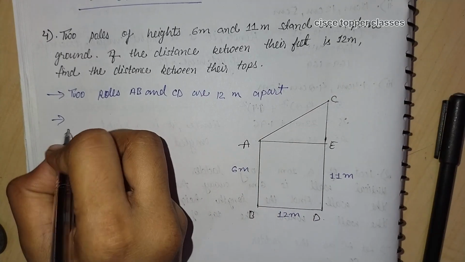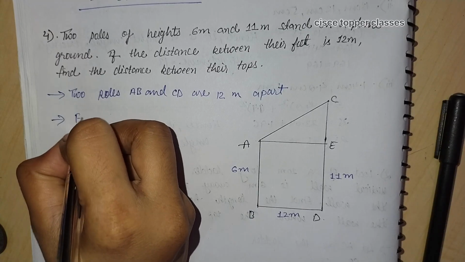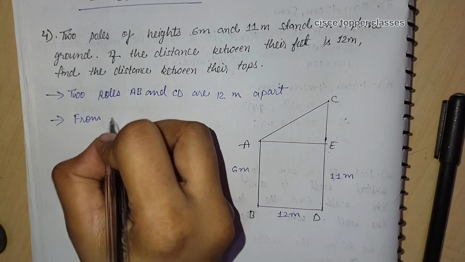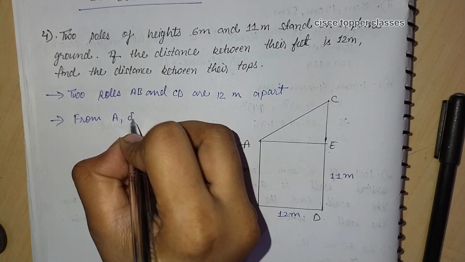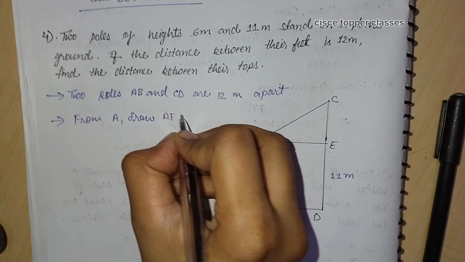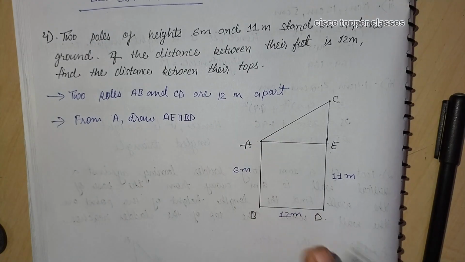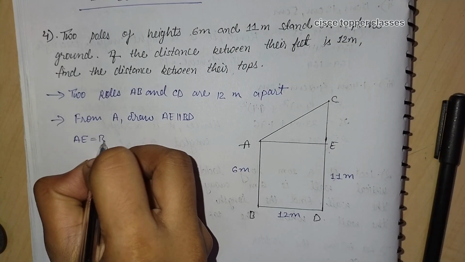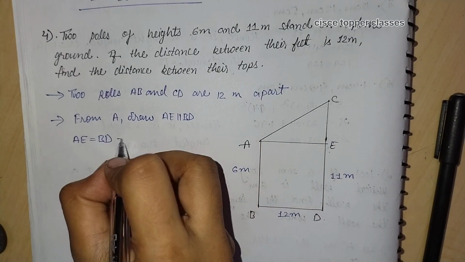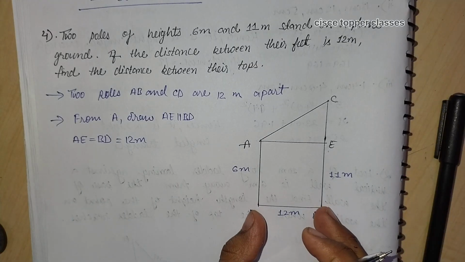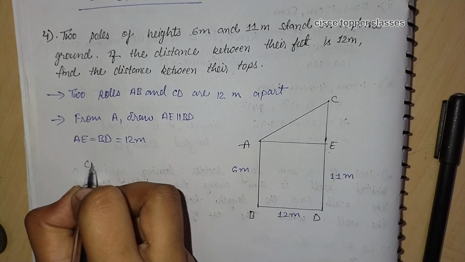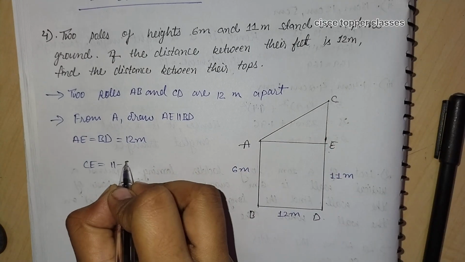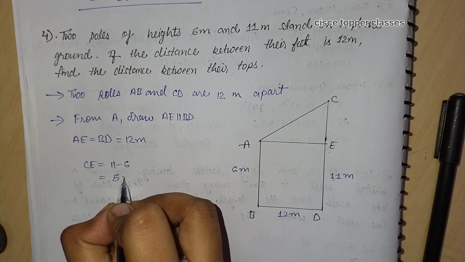So simply we can write it as, firstly, we will draw AE which is parallel to BD. So we can draw from A. We have to draw AE parallel to BD. Then we can write AE is equal to BD, meaning this part is equal to this part, which will be 12 meter, the same as this base. So simply we will get CE. See, this is whole 11 and this is only 6 meter. So we can simply subtract, and we will get 5 meter.